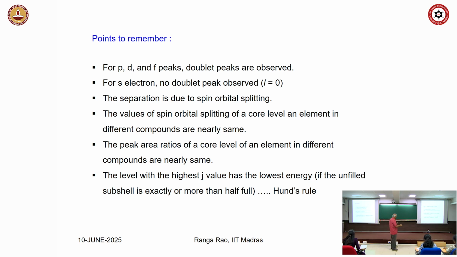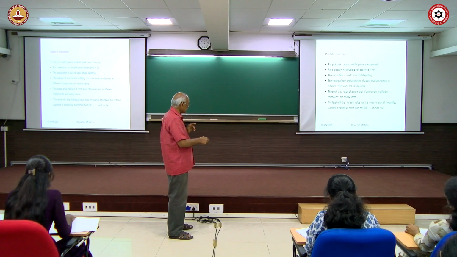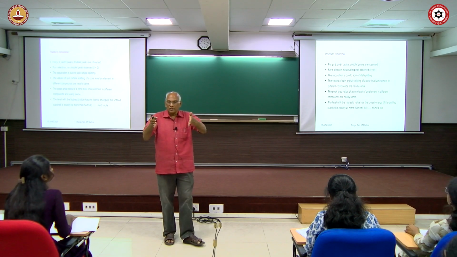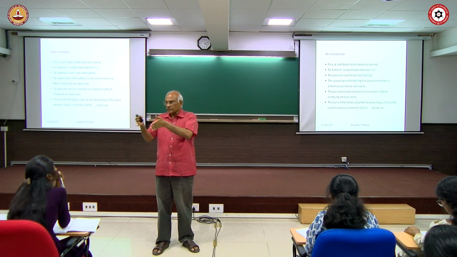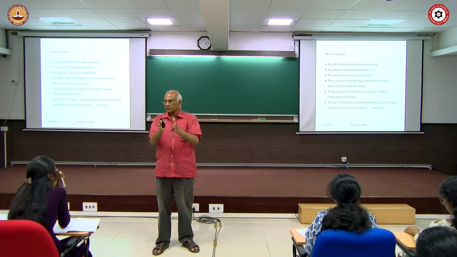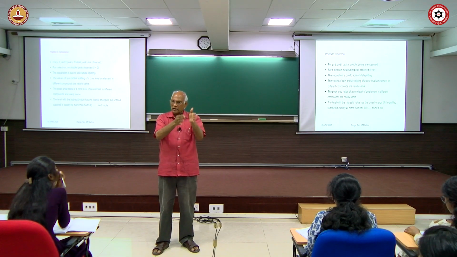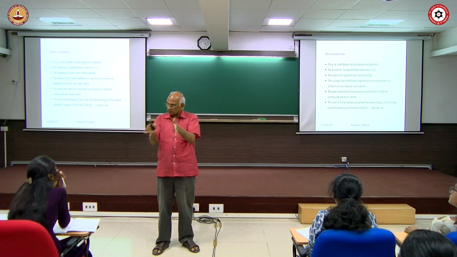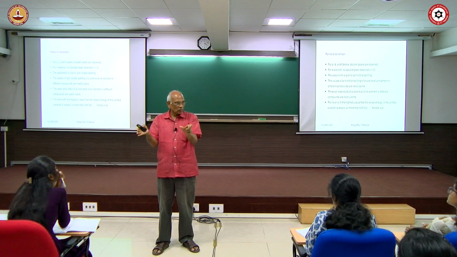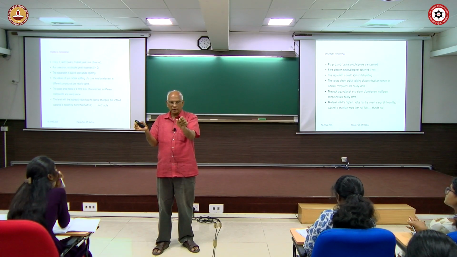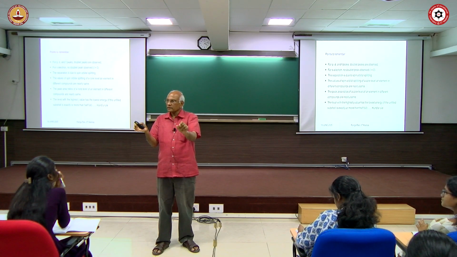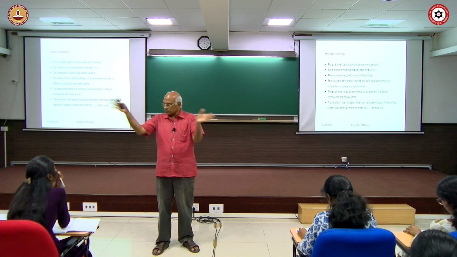The separation is due to spin orbit splitting. The values of spin orbit splitting of a core level of an element in different compounds are nearly the same. What it means is that if there is spin orbit coupling in P orbitals, D orbitals, etc., of a particular element, whether that element is present in any compound, that splitting is going to be the same. Suppose gold 4F has a spin orbit splitting energy of some X electron volts. That X electron volt is the same wherever gold is present.